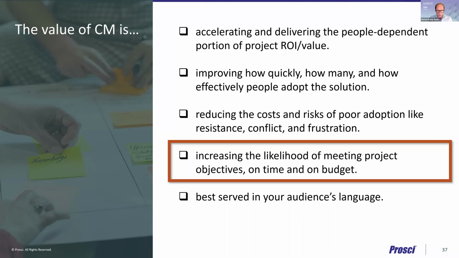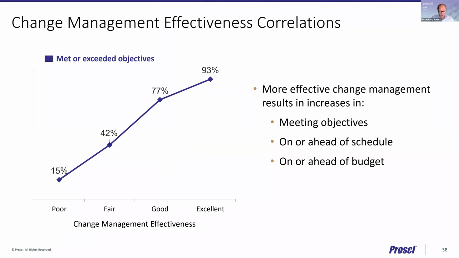All right, that's going to take us to the fourth, that the value of change management is increasing the likelihood of meeting project objectives on time and on budget. And what we'll find here is some data correlation. There are probably 5,000-6,000 data points in this data set now. And basically, how well did we bring our people along on the change journey? How well did we prepare, equip, and support our people? Did we answer the why? Why now? What if we don't?